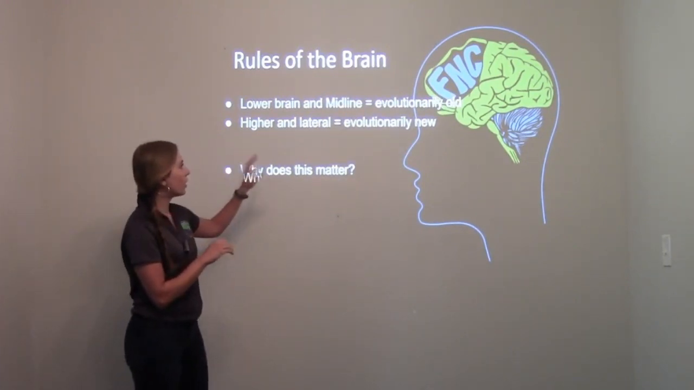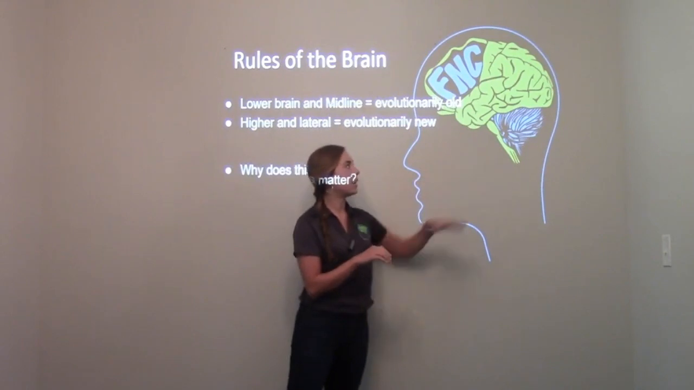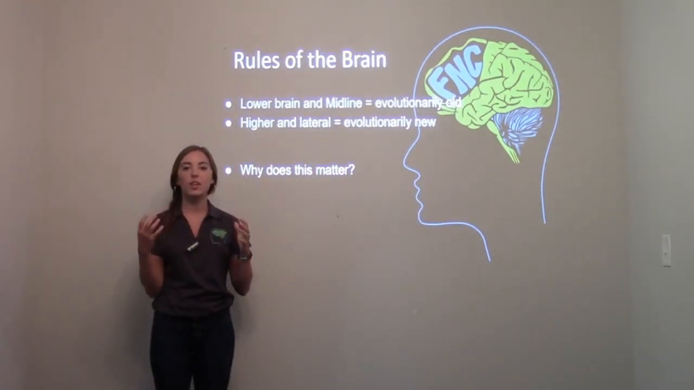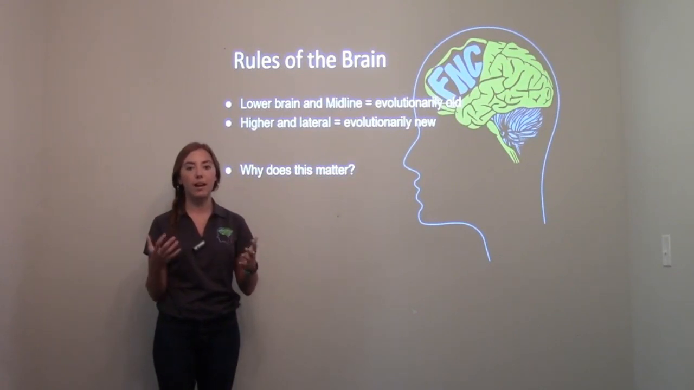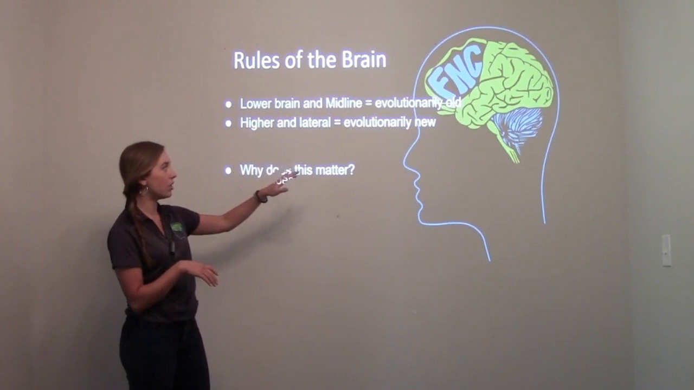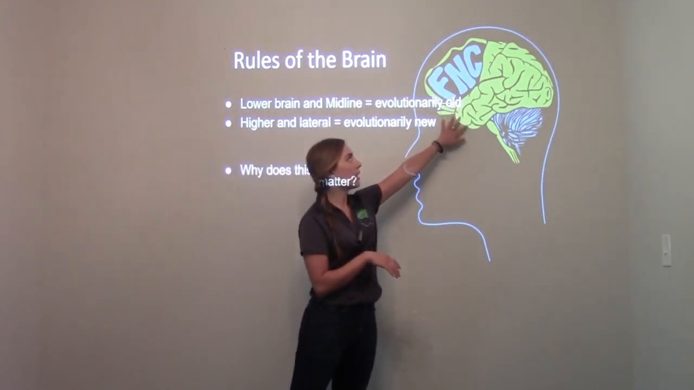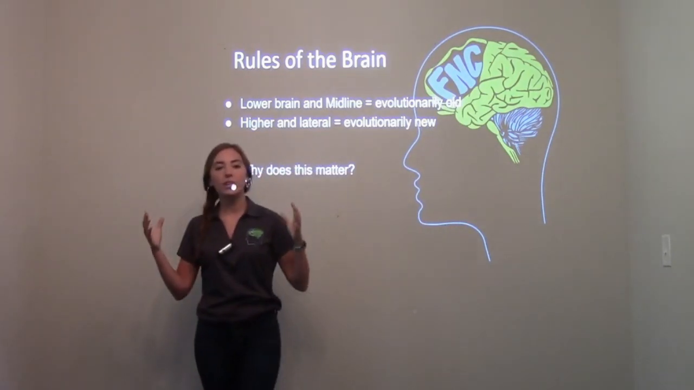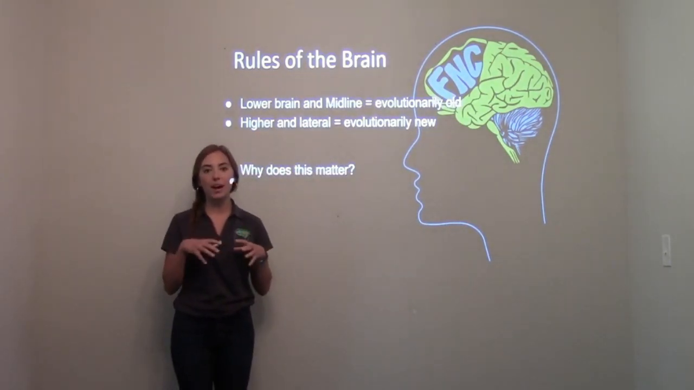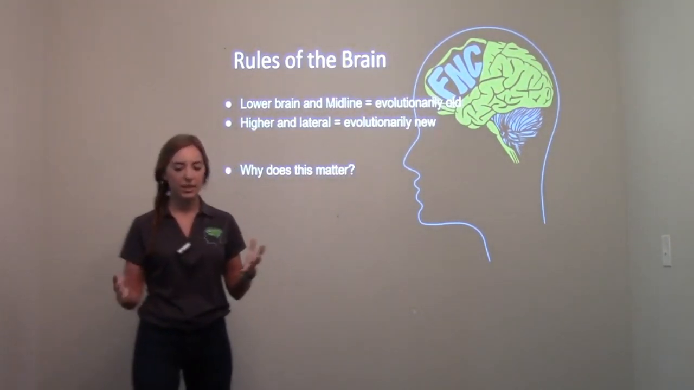So the lower and more midline a structure is, such as our brainstem, the more evolutionarily old it is. So these areas you can think of are responsible for a lot of our vital functions. The more higher and lateral areas of the brain are evolutionarily new. So like our cortex, you can think of these as areas that sometimes inhibit those more primitive aspects, and the newer areas are what make us humanistic.